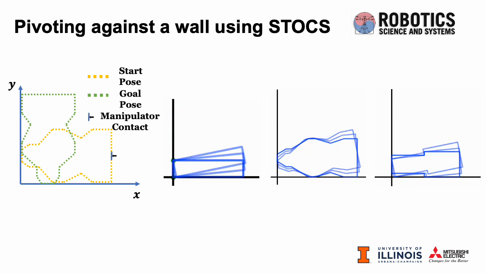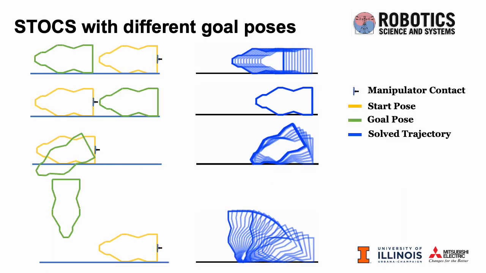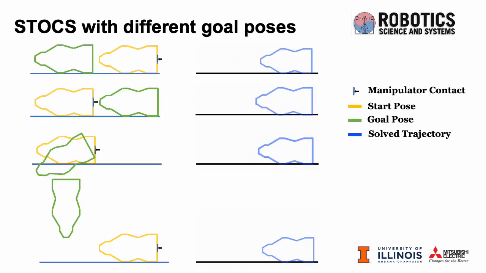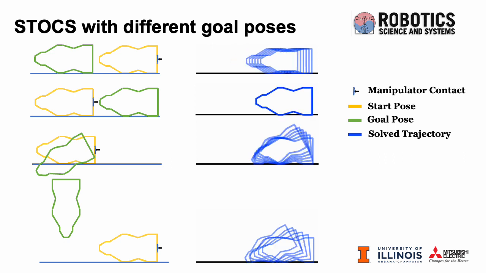We first verify STOCS in numerical experiments. STOCS could robustly solve for such a pivoting trajectory for arbitrary-shaped geometry. Also, with the same initial pose and manipulator contact mode, but different goal poses, STOCS can always steer the object to the goal pose as close as possible, while satisfying the constraints imposed by the selected manipulator contact state and the environment.